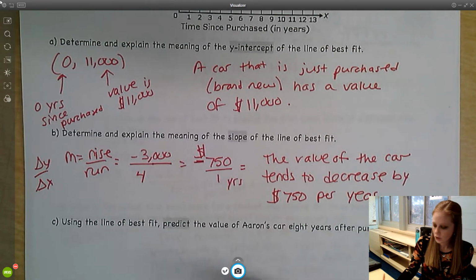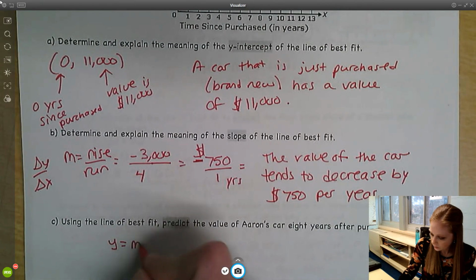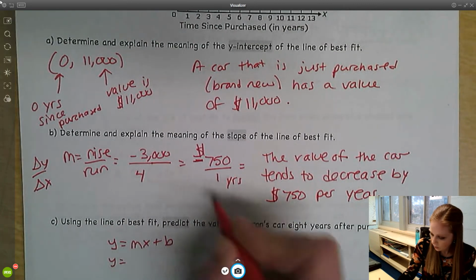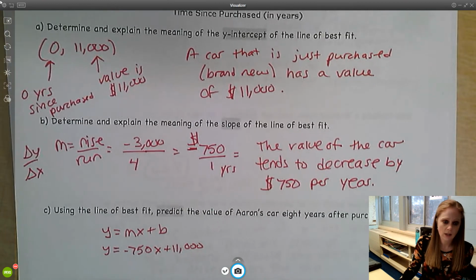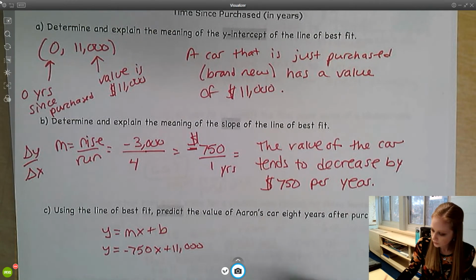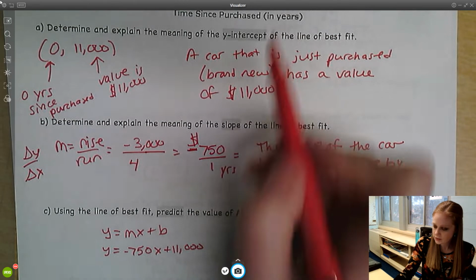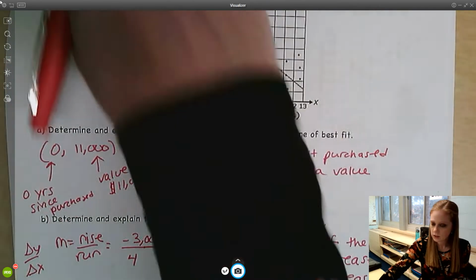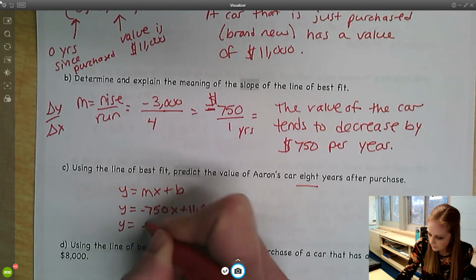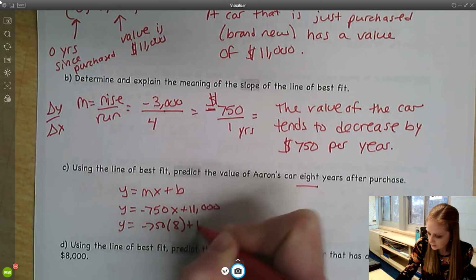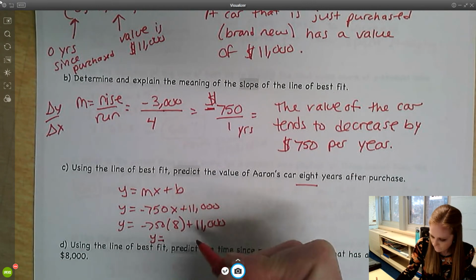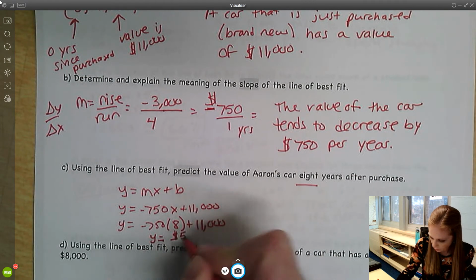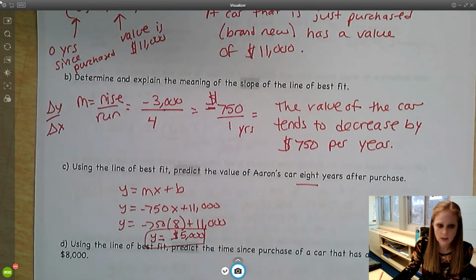be worth. So let's write our equation. Y equals mx plus b. Our m we said was negative 750 over 1. And our b we said was 11,000. That was how much you started at 0 years. So now let's plug in 8 years. Years is x, the x-axis. So let's plug in 8 for x. And if you put all that in your calculator, you're going to get $5,000. So his car will be worth $5,000 after 8 years.